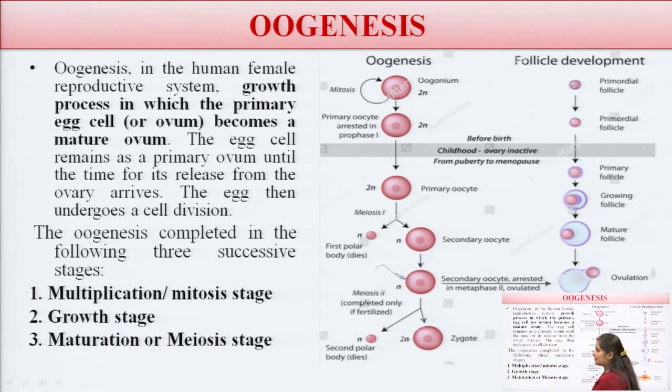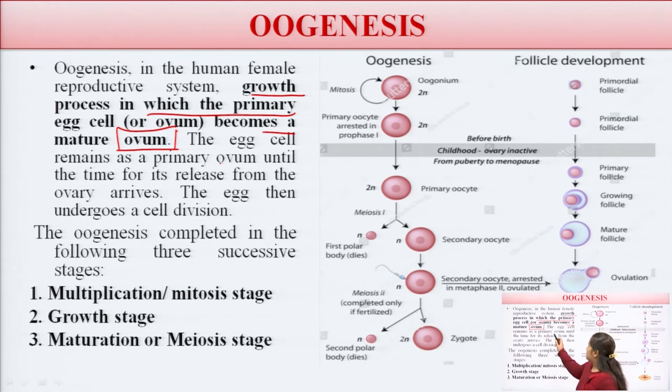Oogenesis is basically the formation of the egg cells. It occurs in the female, and this process starts before the birth of the child. Oogenesis occurs in the female reproductive system, and it consists of the growth phase, in which the primary egg cell becomes a mature ovum or egg.